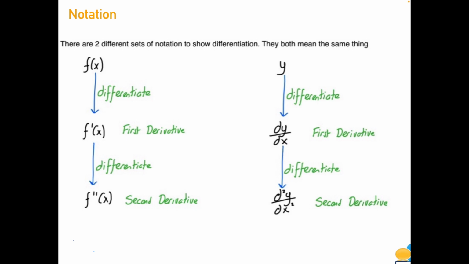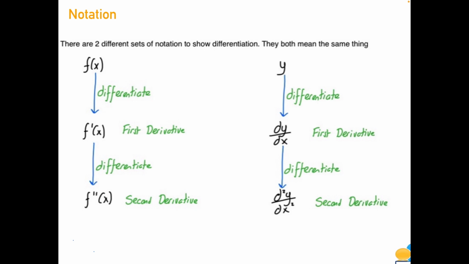Or if they call the function y, okay, so if you have y is equal to 2x squared plus 4x plus 7, and you differentiate that, you'll get your first derivative again, and that will be called dy dx. If you differentiate it again, you'll get d squared y dx squared. Okay, people find that a little hard to remember at the start, the d squared y dx squared, so write it down a couple of times. You'll get used to it very quickly.